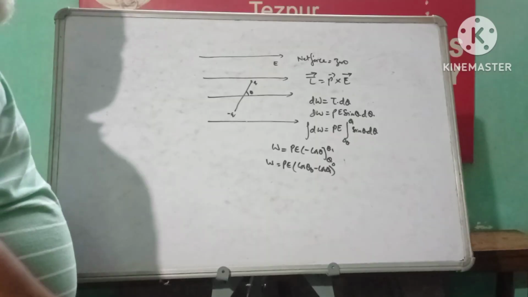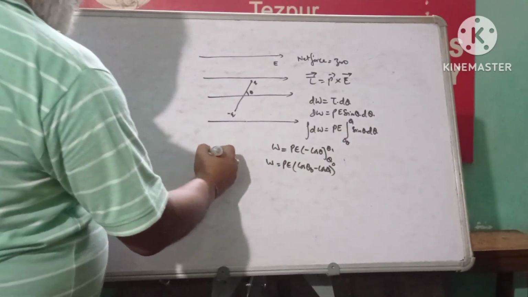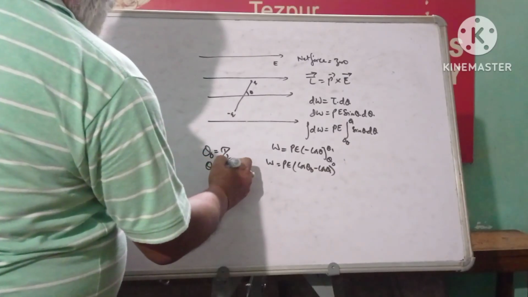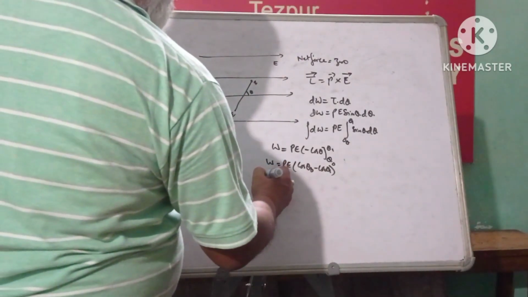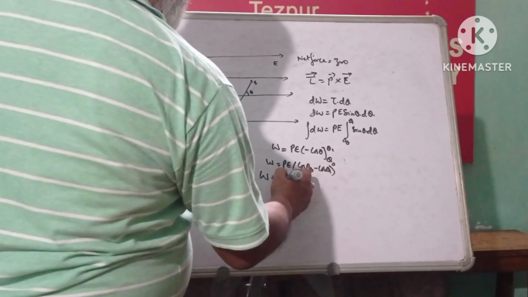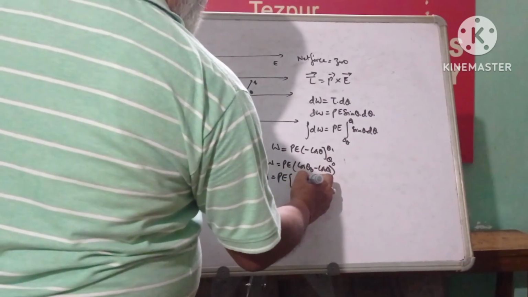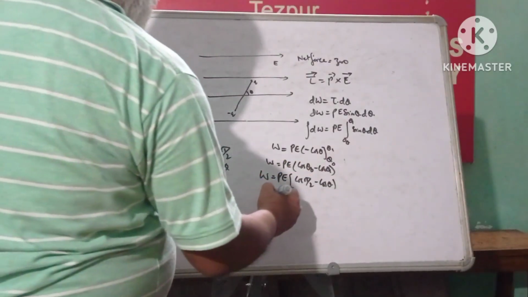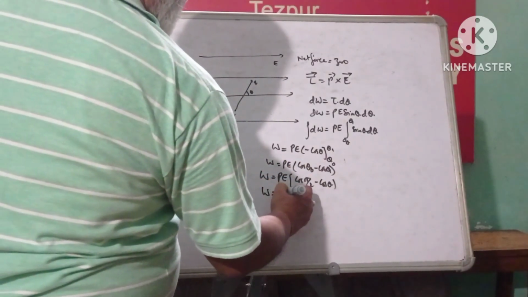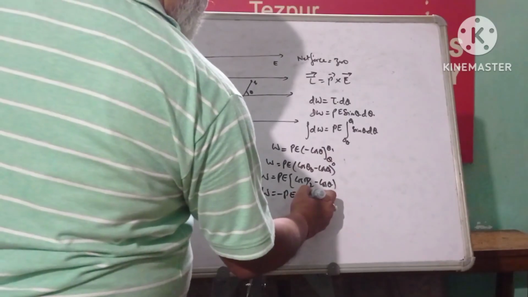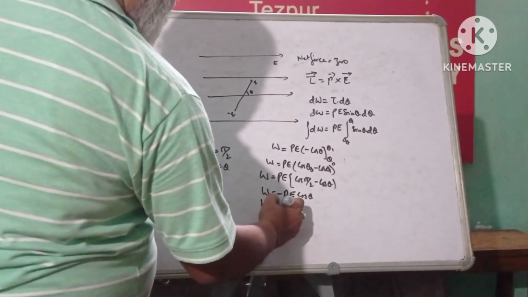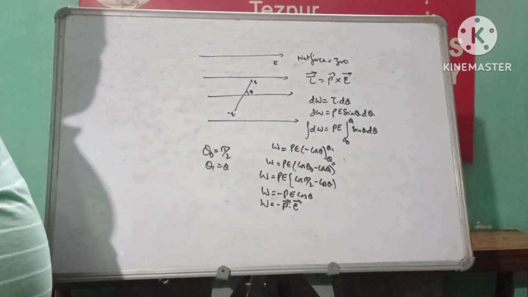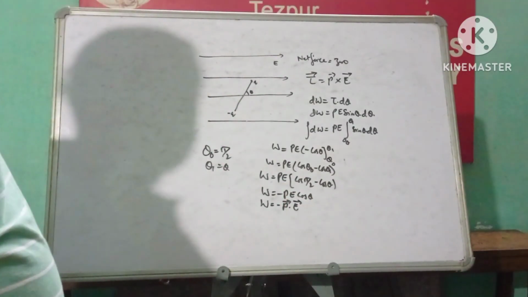Now if we initially consider theta naught to be pi by 2 and theta 1 to be theta, your work done will be W equals PE, that is cos 90 degrees minus cos theta. Here cos 90 degrees is 0, so your work done comes out to minus PE cos theta. This will be a dot product, because it is a scalar quantity, p vector dot E vector. So this is the work done by the external electric field.